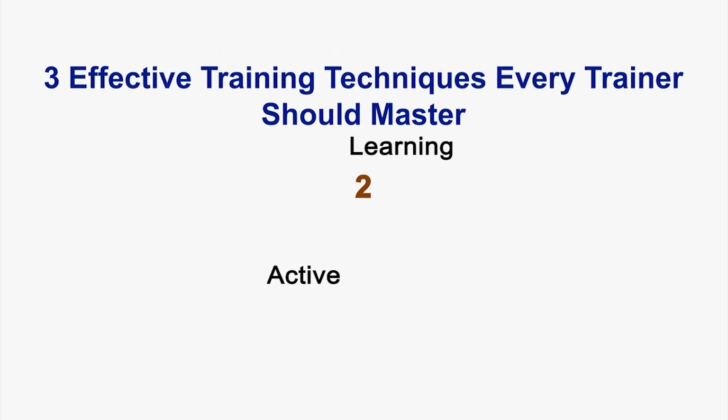Technique number 2 is active learning. You realize that to be a great trainer, all you need to do is to stop talking at your learners or the trainees and be more open to a conversational engagement. Very critical when it comes to delivering effective training programs. In case you're wondering, how do I incorporate active learning when I'm delivering my training sessions online or in person?